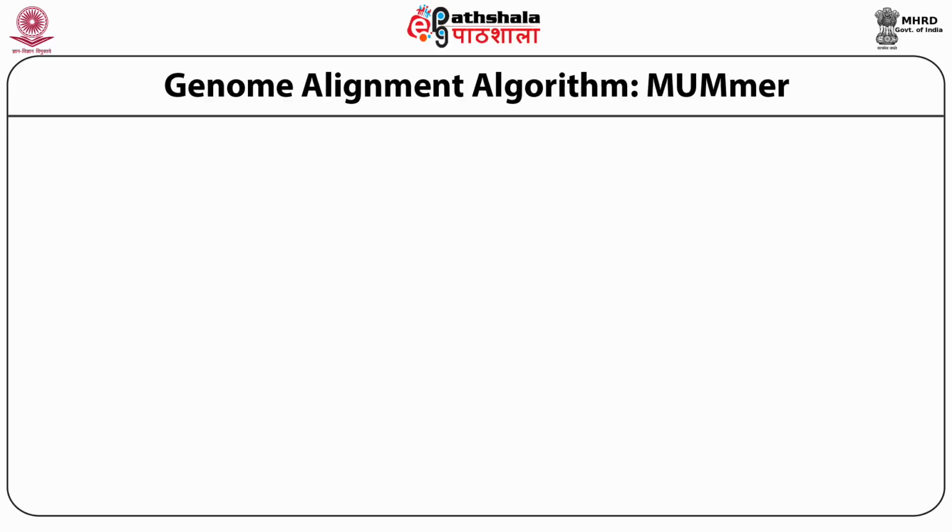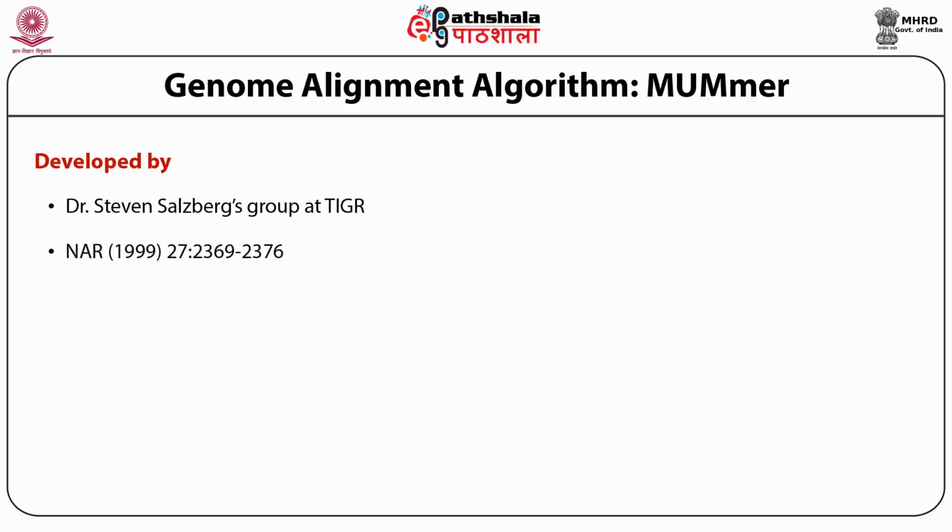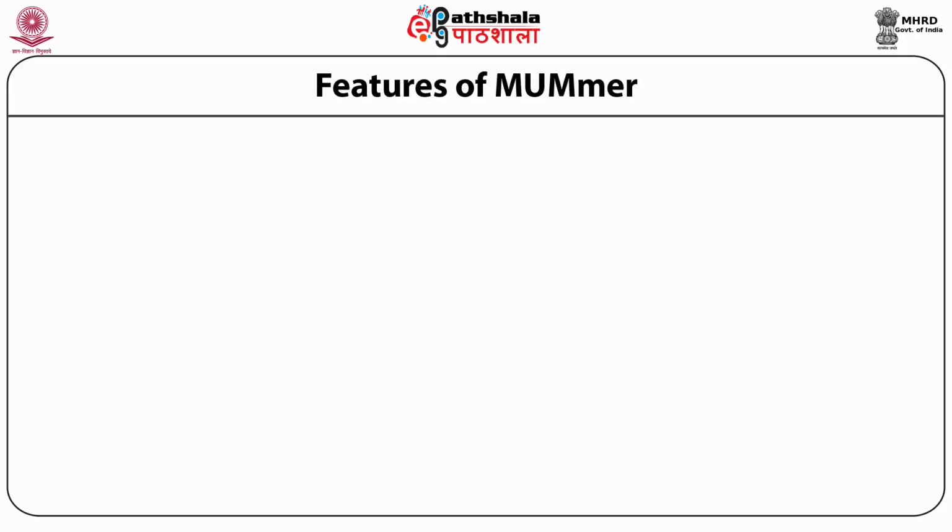We discussed MUMmer. It is actually a genome alignment tool which aligns two genomes together, and it was developed by Steven Salzberg's group at TIGR. It was published in Nucleic Acids Research in 1999, and its updated version was published in Nucleic Acids Research in 2002. It's freely available at the TIGR website, and it can be used for genome alignment of two or more organisms to easily compare genome information in the form of comparative genomics.